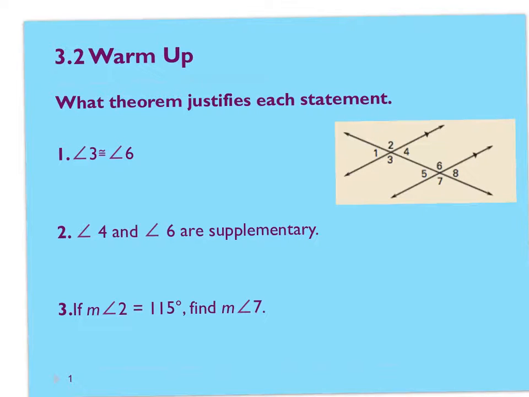So when you look at this, it says what theorem justifies each statement. You could have given the name, okay, but you can also just have written it out. So angles 3 and 6 are called what? Alternate exterior. So you can write if lines parallel, alternate exterior, congruent. Or you can write alternate exterior angles theorem. Either way.